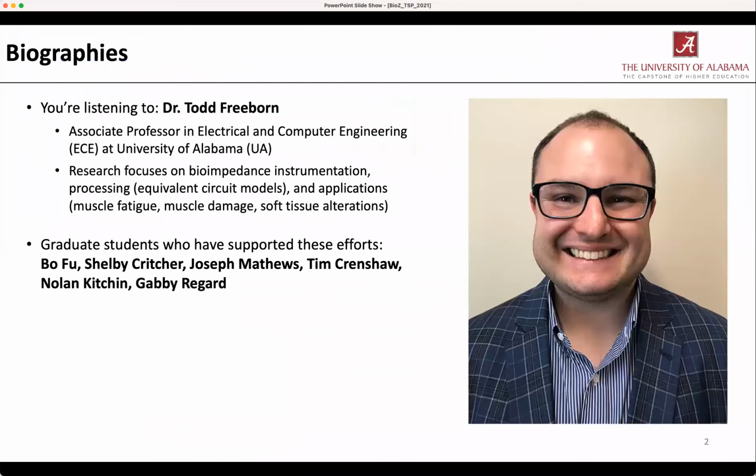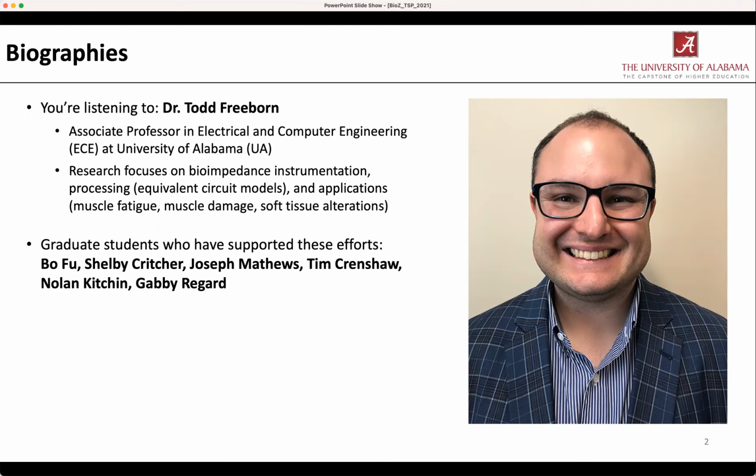As we get started, you are listening to me. My name is Todd Freeborn. I am an associate professor in electrical and computer engineering at the University of Alabama in Tuscaloosa in the United States. And my research focuses on bioimpedance instrumentation, processing, especially using equivalent circuit models, and the applications of bioimpedance: muscle fatigue, muscle damage, soft tissue alterations. So that's going to form the core of what I'm chatting with you and presenting to you today.